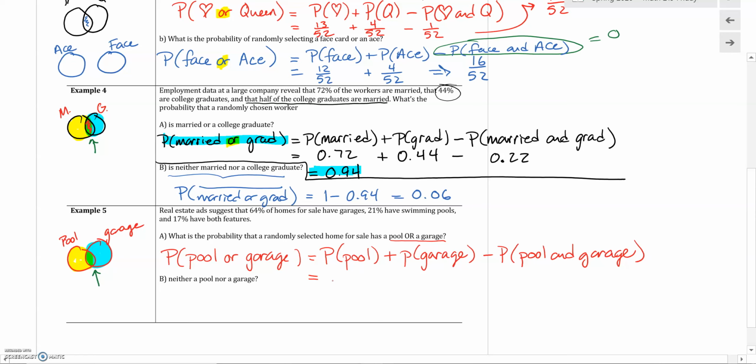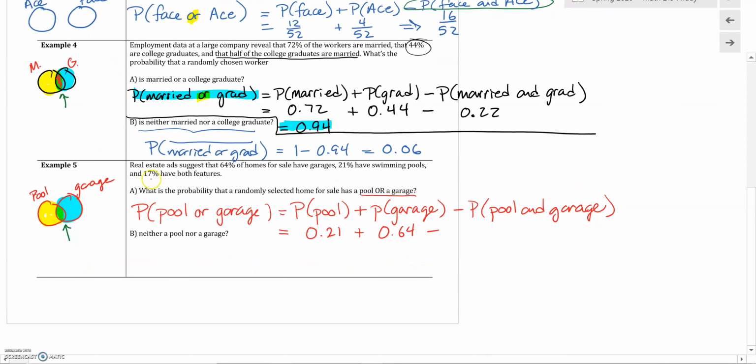Well, the probability that there is a pool, they said 21% of listings have a pool. The probability that the listing has a garage, there's 64% of homes that say they have a garage. And subtracting the double counting, it says that 17% of listings have both features, so minus 0.17. For a grand total of 0.68. That is the percentage, or 68% would be the percentage of listings that have a pool or a garage.